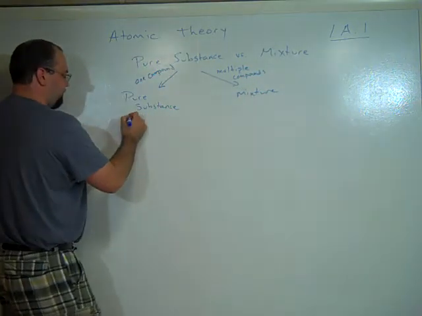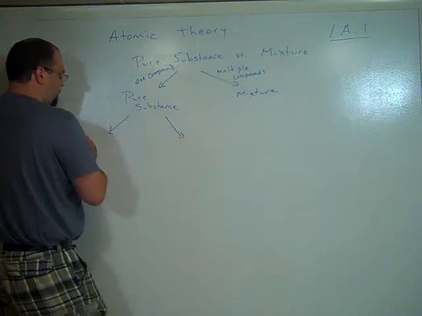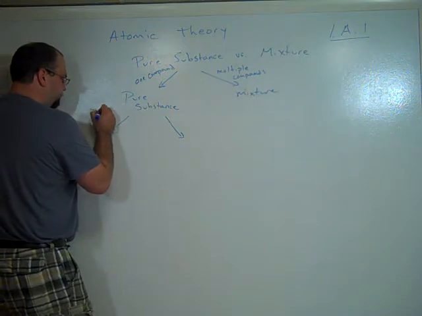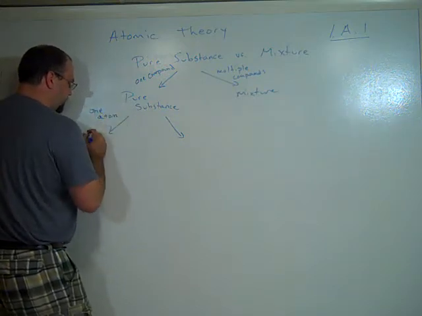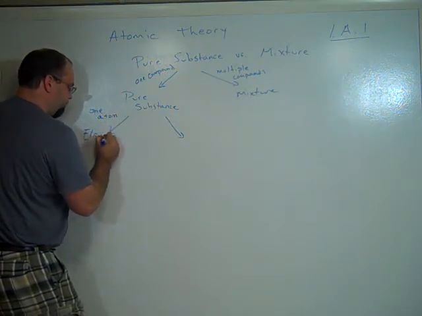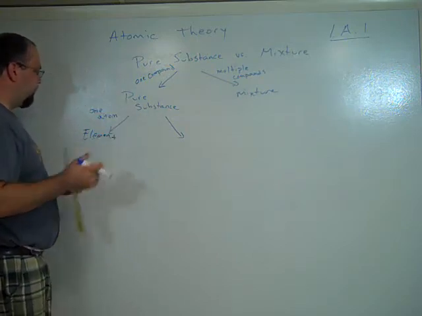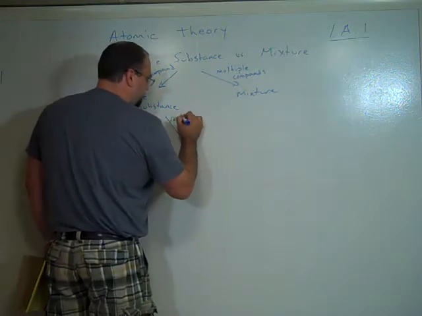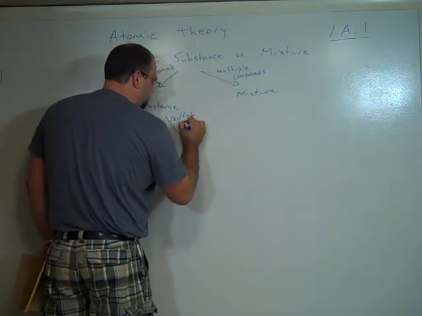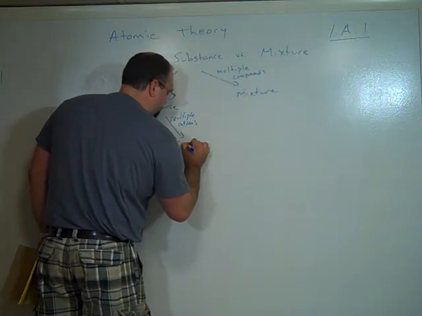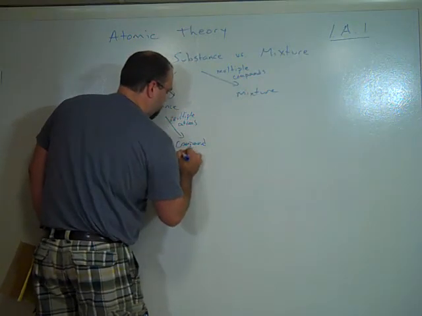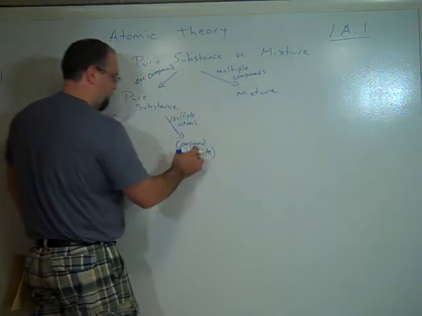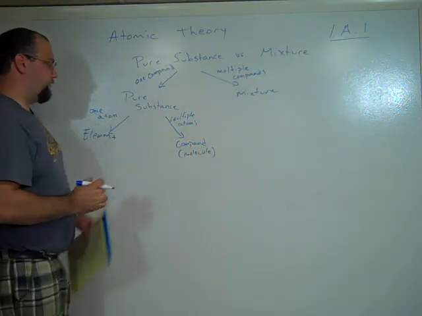Okay? Now, pure substances can be broken down further. If the pure substance is only made up of one atom, we call that an element. There's a whole table of them. You'll figure it out. If it has multiple atoms, it's a compound, or we call this a molecule. There we go. It's a compound or a molecule.